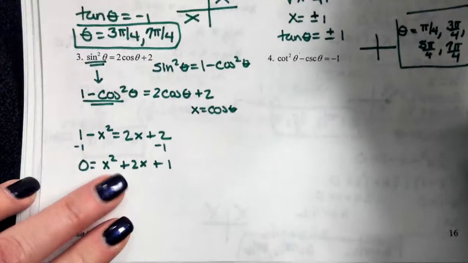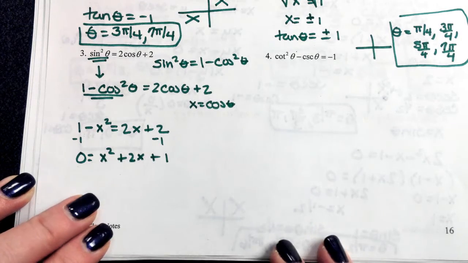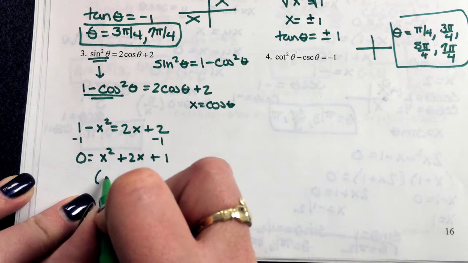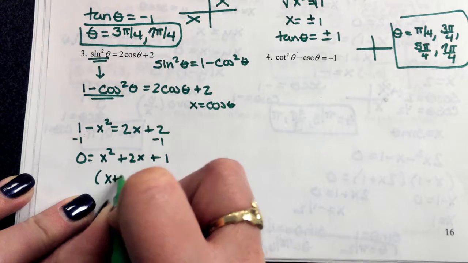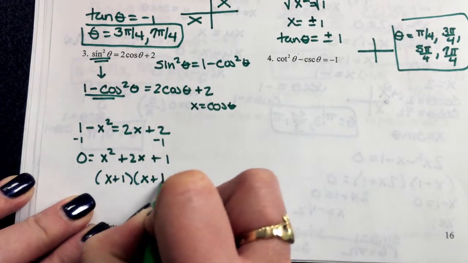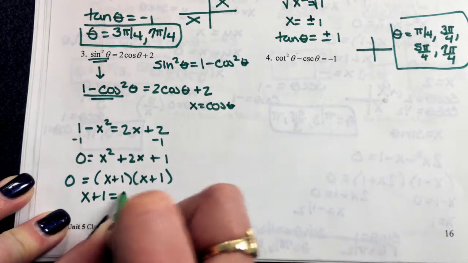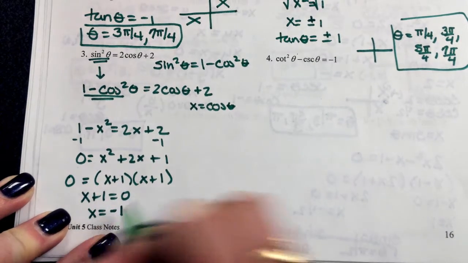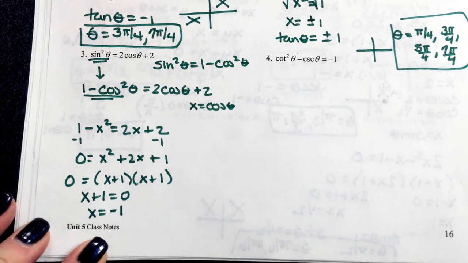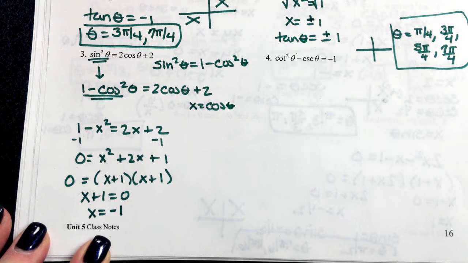How do you factor x squared plus 2x plus 1? What does that factor into? That factors into a what? x plus 1 times x plus 1. So then x plus 1 equals 0. So x is equal to what? Negative 1. Any questions where I got the negative 1 from?